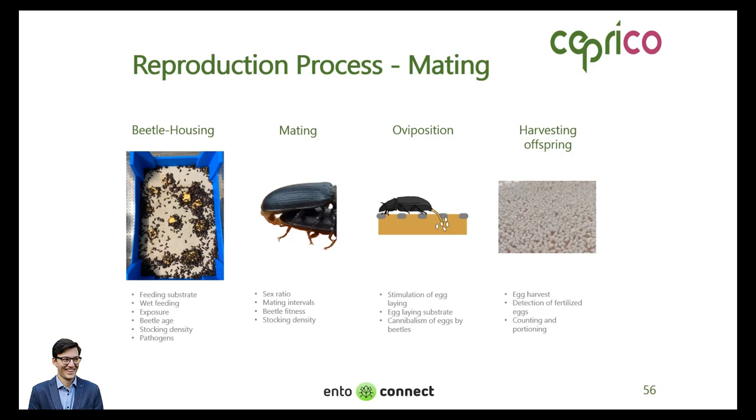And then you have two possibilities, actually. You can either harvest the eggs and count them, so you can really portion the exact amount of eggs into your fattening units, or you can basically use the whole substrate together with the eggs and transfer it directly to the fattening process. At the moment, most of the insect farms we know use the second process, so they transfer substrate with eggs directly into the fattening process.